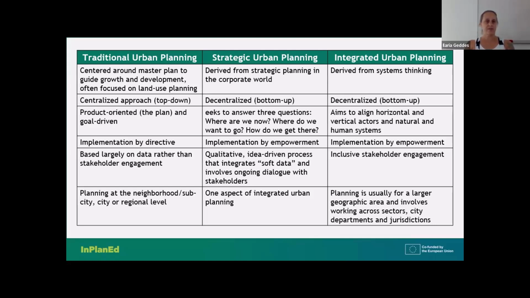Strategic urban planning is derived from strategic planning in the corporate world. So the traditional one is based on a rational theory. Strategic urban planning is about setting specific short-term and long-term goals, while integrated urban planning is derived from systems thinking. So it's about identifying multiple causalities between different elements in a system. Traditional urban planning is centralized, both strategic and integrated tend to be bottom-up, so targets are set based on users' needs.